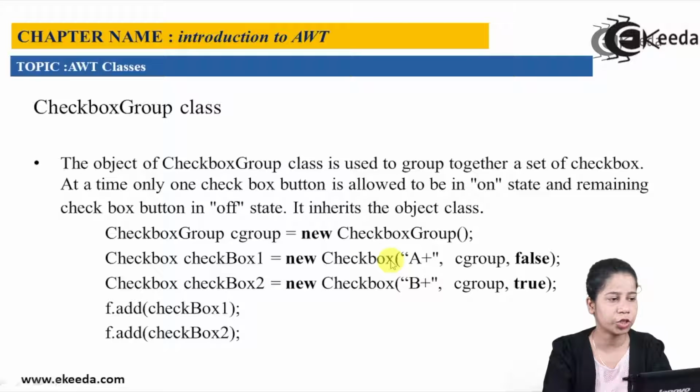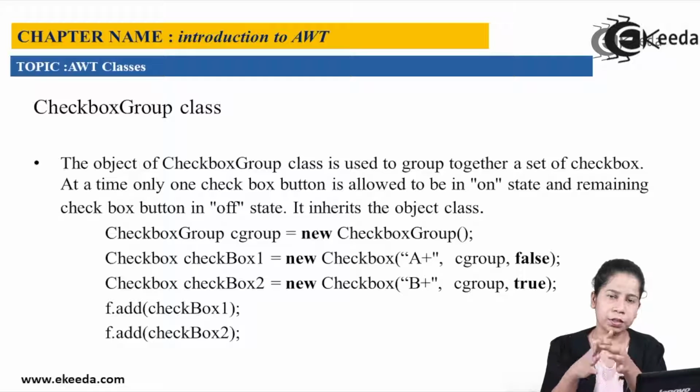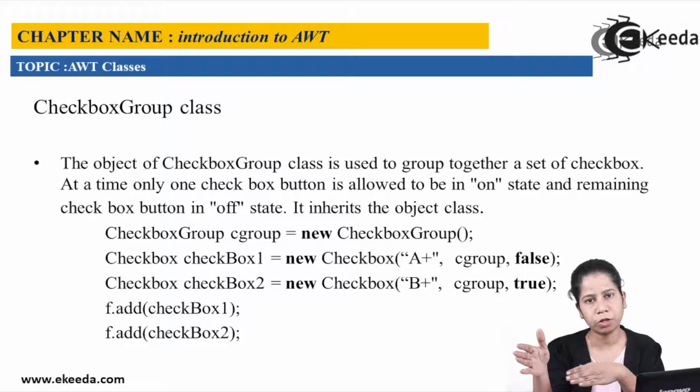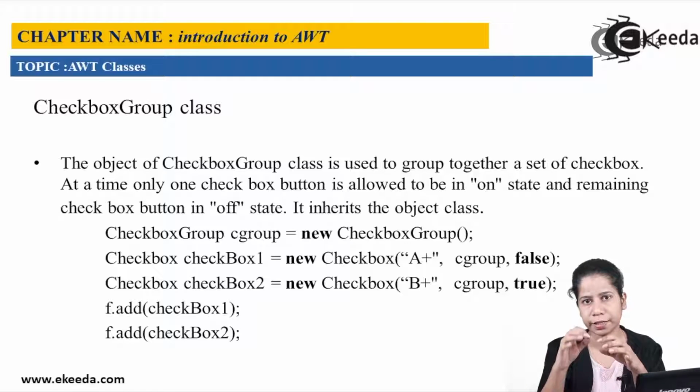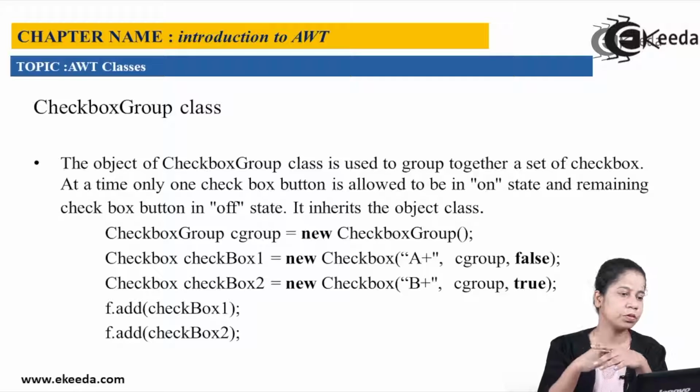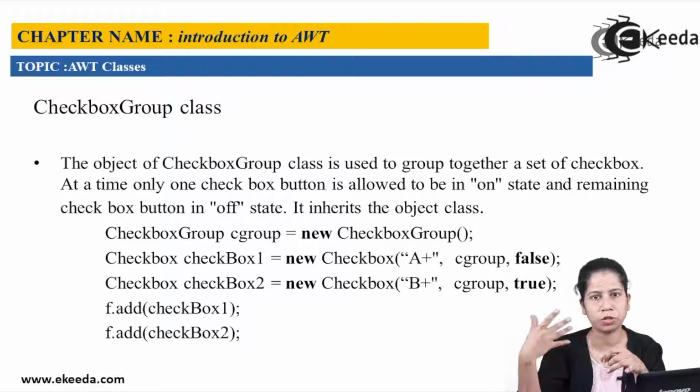Then we have checkbox groups. As I told you, it's a kind of option button, where we have multiple options, but at a time I can select only one option. So if I have gender, within gender I can choose either male or female. Or if I have a blood group, and I'm having a list of blood groups, at a time I can have only one blood group, A positive, B positive, whatever.